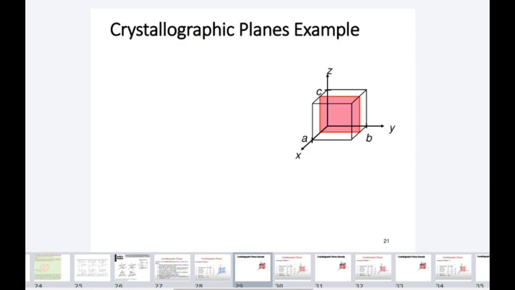Okay. So now we have another plane. Now you tell me, is it passing through the origin? No. Okay, so the first step we don't need. Now, where does it intercept the XYZ axes? Is it touching the A line? Where is it touching?